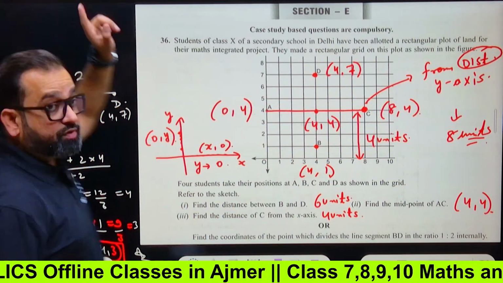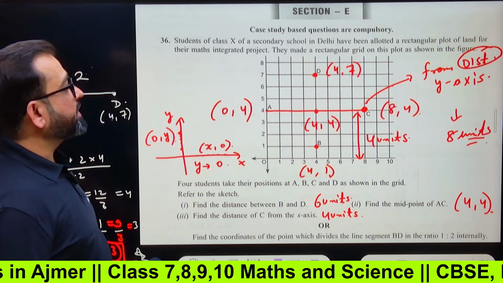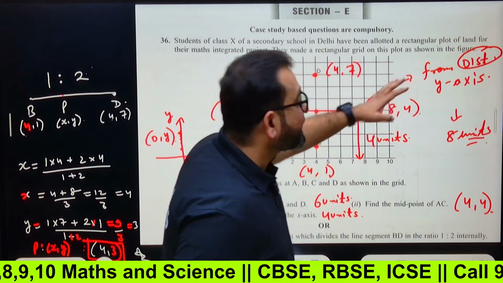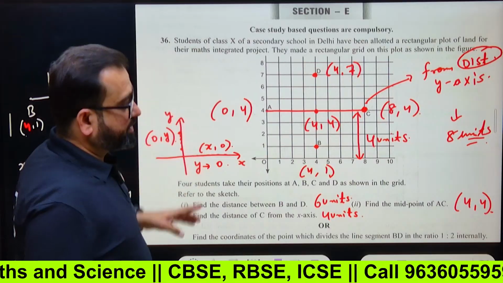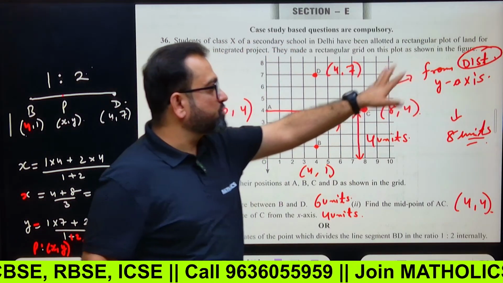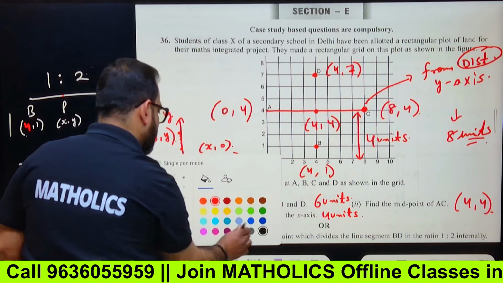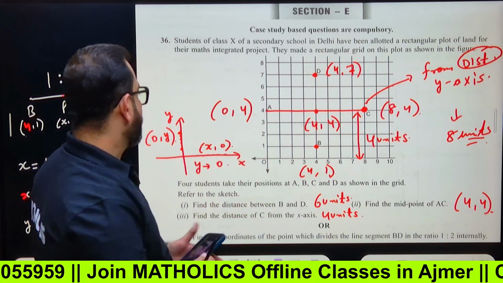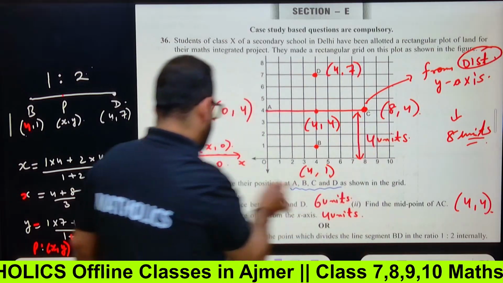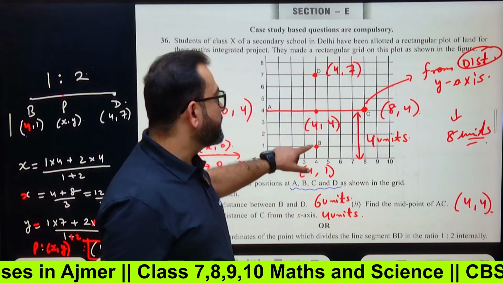The question is for class 10 maths, case-based study questions, section E. Students of class 10th of a secondary school in Delhi have been allotted a rectangular plot of land for their maths integrated project. They made a rectangular grid on this plot as shown in the figure. Four students take their positions A, B, C, D as shown in the grid. Find the distance between B and D.